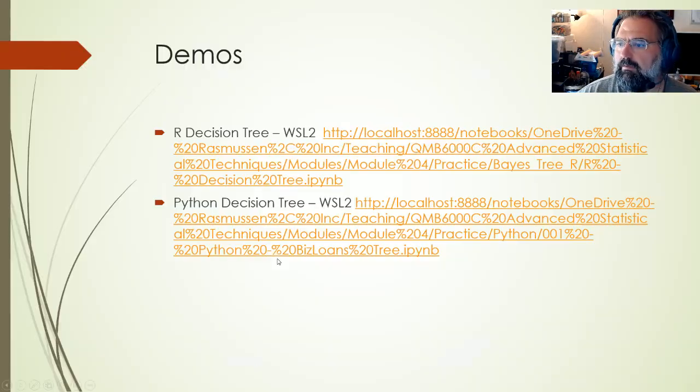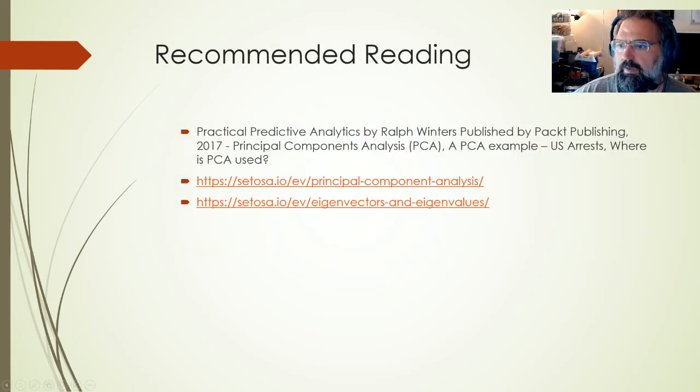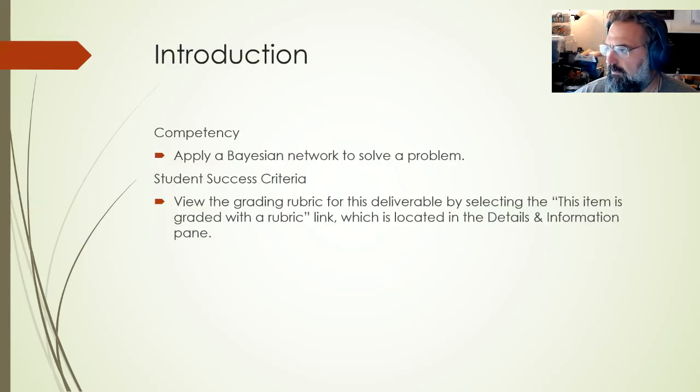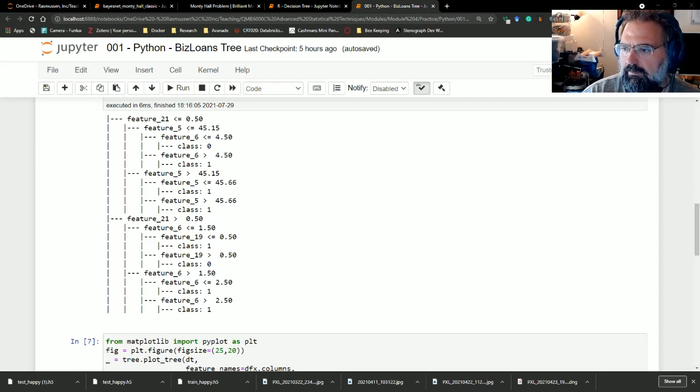And then back here, recommended reading, Practical Predictive Analytics, pretty good book. So basically around practical component analysis. Maybe I screwed up on that one. So moving on to deliverable 4, basically Bayesian decision trees and determining business rules. While we're doing that, I'm going to show one more thing. So I'm going to go ahead and start Orange up. It takes quite a while, so I'll go ahead and kick it off.